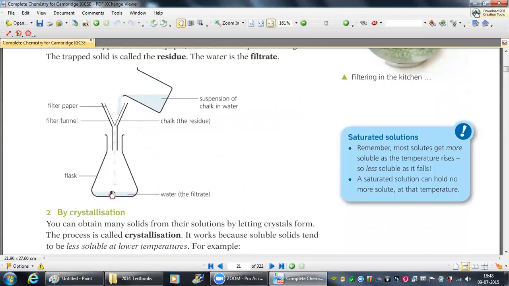The liquid part that drips down, this is known as filtrate. The solid part that remains in the filter paper, that is known as the residue.